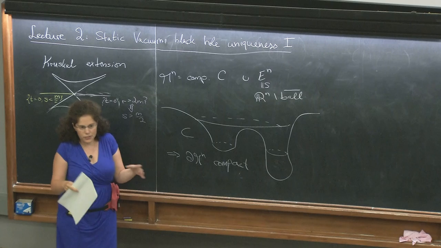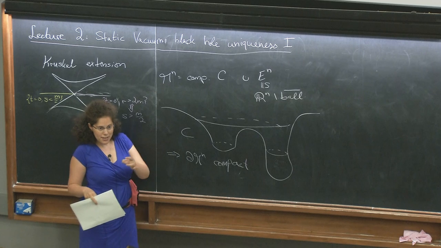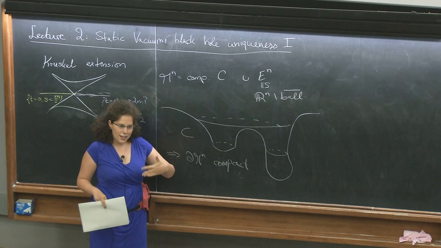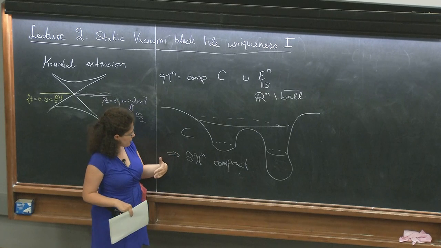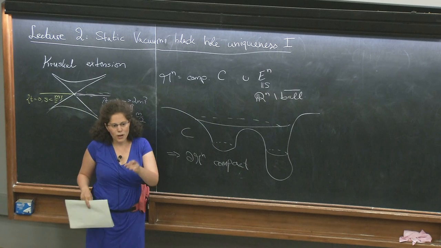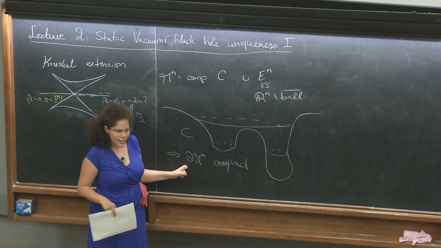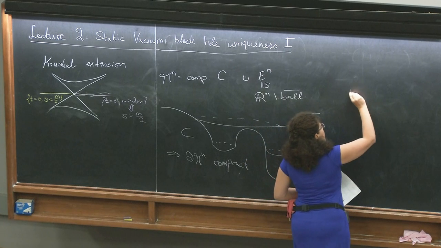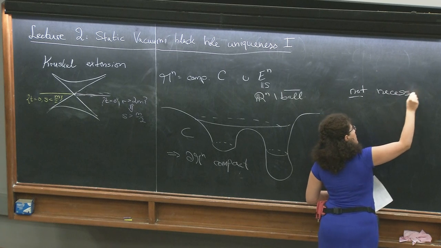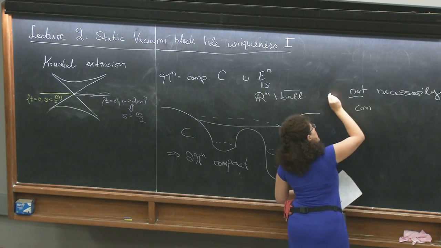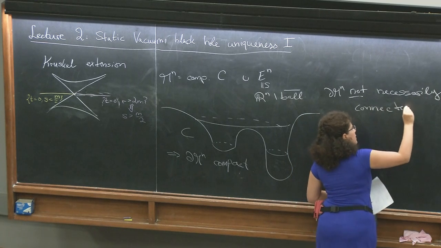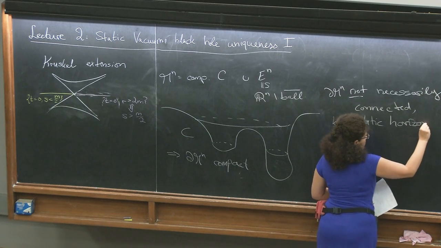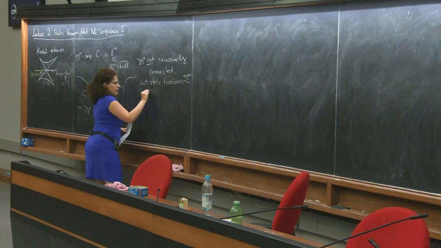Because it's compact, it can still consist of multiple components, but finitely many compact components, and we don't make any assumptions about their topology. But when we talk about these sigmas that I introduced last class, the black hole horizons, the language I will use is that each connected component is one horizon. So if the boundary is not connected, we will just have multiple black holes if all of them are black holes. So not necessarily connected, but static horizons Sigma^(n-1) are connected.